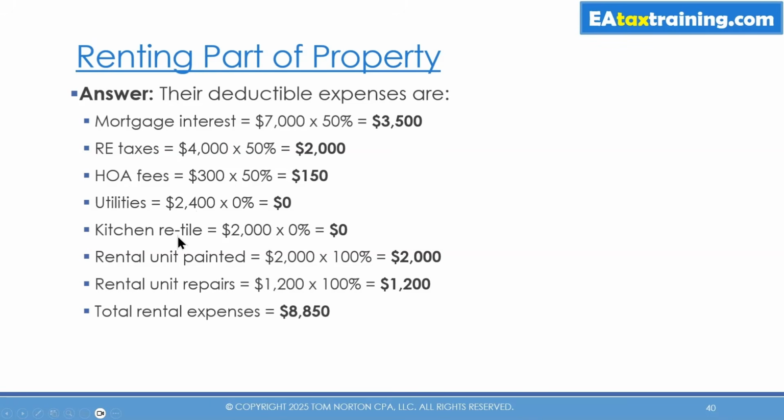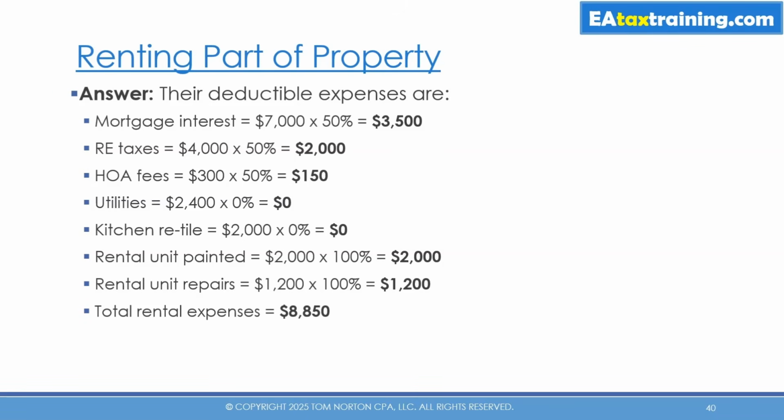When we get to the utilities, because they are on separate meters, they cannot deduct the utilities for their own unit. That's their own personal expense. They cannot deduct any of that. They also retiled their own kitchen, not the part that they are renting, but their own. They cannot deduct any of that. That is a personal expense. But for the expenses that related just to the rental unit, so the painting and the repairs, they can deduct 100% of those because they were all for the rented unit. So their total rental expenses end up being $8,850.